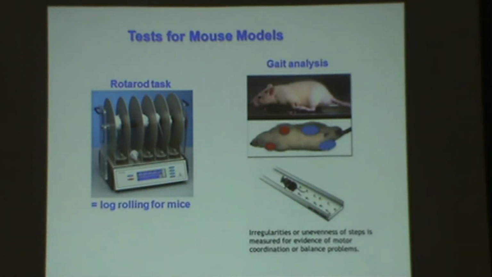Another test is the gait analysis. And so we have the mouse here, and its paws are painted nicely with blue paint. The back ones are in blue and the front ones are in red. And then it's sent down a track where it makes nice little footprints.